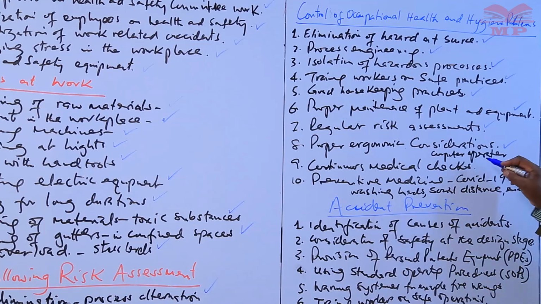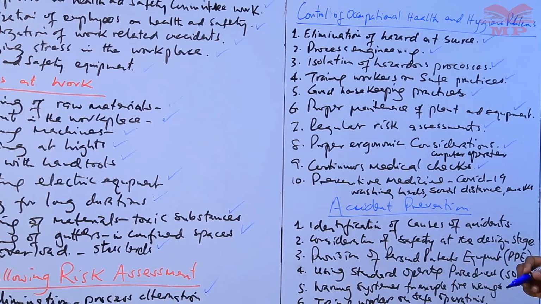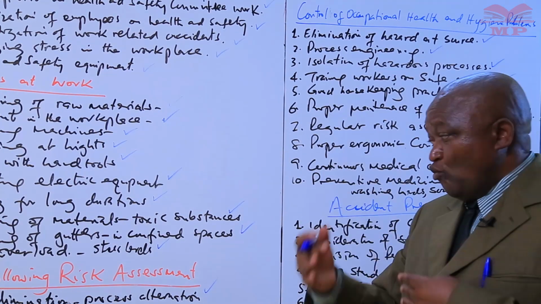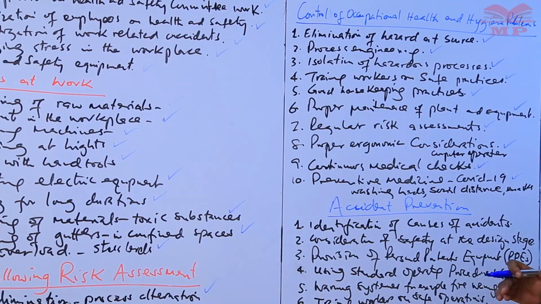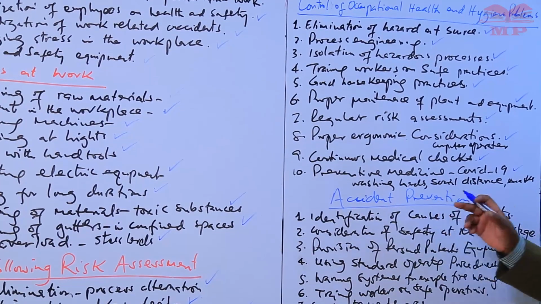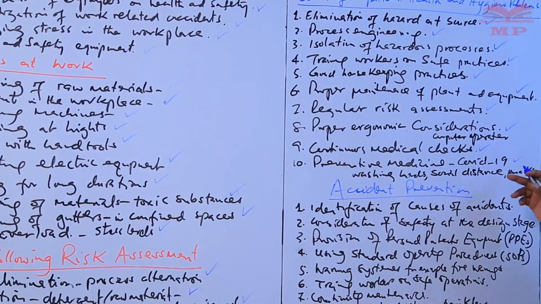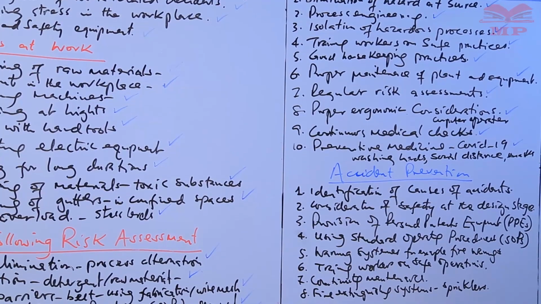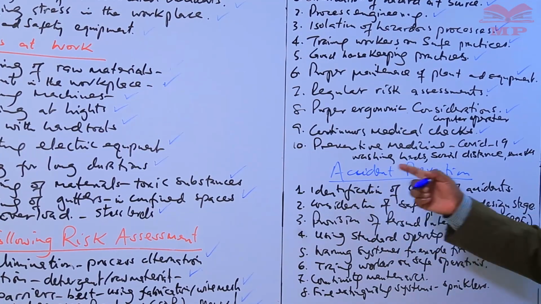Number nine, continuous medical checks and surveillance. Number 10, preventive medicine. For example, in the COVID-19 situation, workers should be exposed to preventive measures like washing of hands, social distance, proper use of masks, among other preventive approaches. Then ultimately we looked at accident preventions.